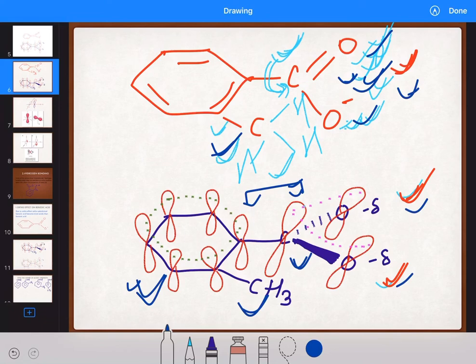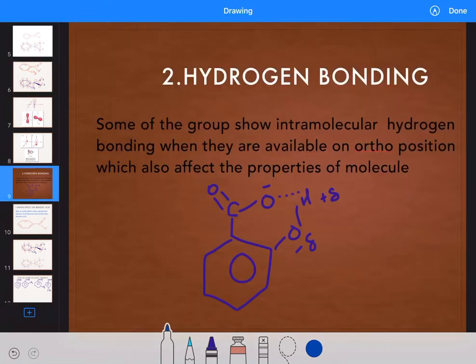Now the next thing is the ortho effect. Now see the ortho effect. What is the ortho effect? Oh sorry, that is hydrogen bonding. This is the second cause of ortho effect, that is hydrogen bonding. Now see, some groups show intramolecular hydrogen bonding when they are available on the ortho position, which also affects the properties of molecules.